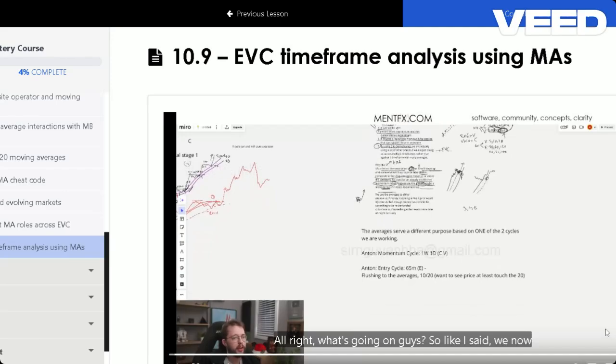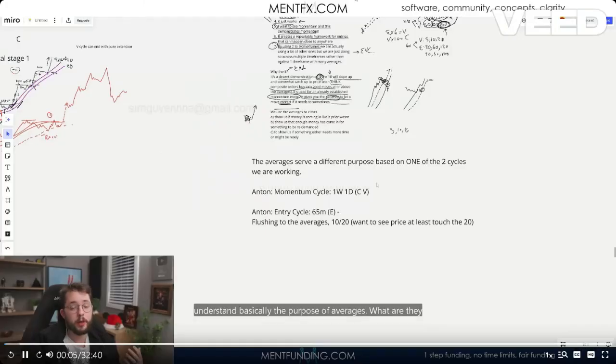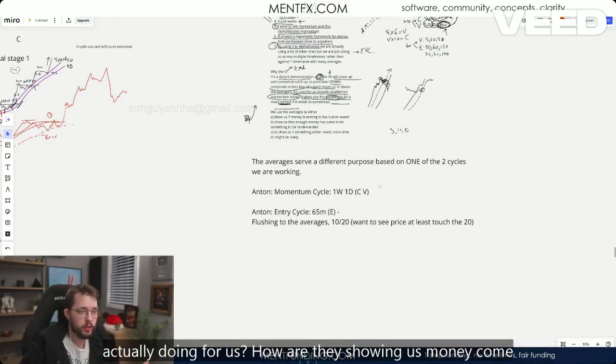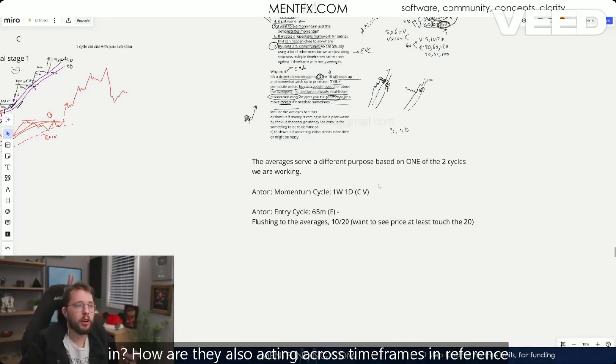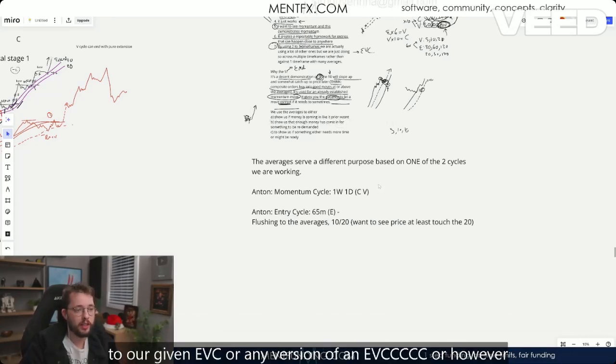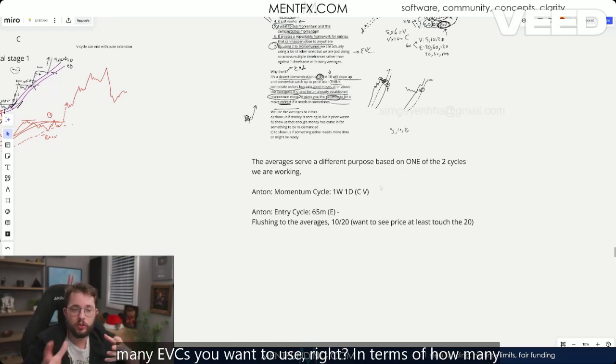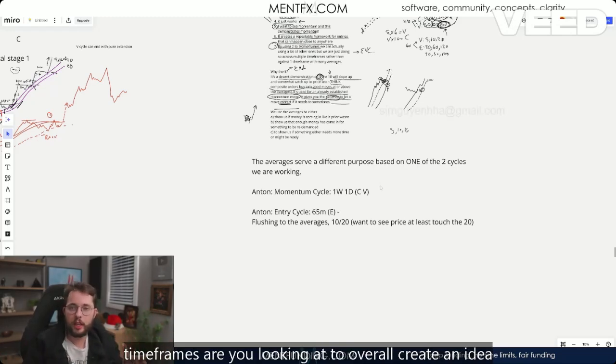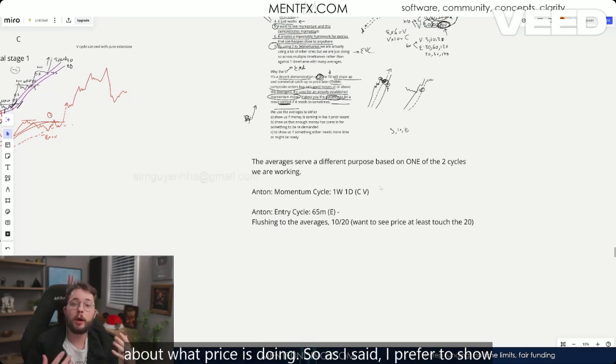So, like I said, we now understand basically the purpose of averages. What are they actually doing for us? How are they showing us money come in? How are they also acting across timeframes in reference to our given EVC or any version of an EVC, CCCC, or however many EVCs you want to use, right? In terms of how many timeframes you are looking at to overall create an idea about what price is doing.